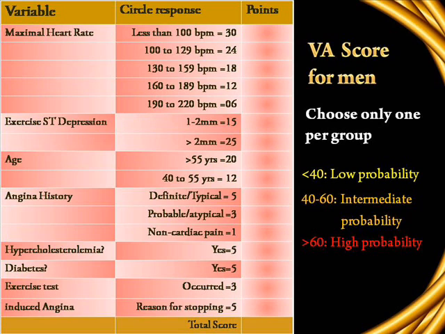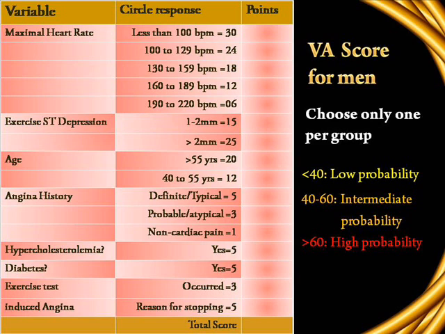Diabetes, yes means 5 points, no means 0. Exercise induced angina, if it occurred, 3 points. If it was the reason to stop exercise testing, 5 points. If there is no exercise induced angina, 0 points. So, we have to choose one of the answers for each of these groups and put the score there and summate all those points, and the total score is derived. If the total score is less than 40, it indicates low probability of coronary artery disease. If it is between 40 and 60, it is intermediate probability. If it is more than 60, it is high probability of coronary artery disease. This is how the score is computed for men.